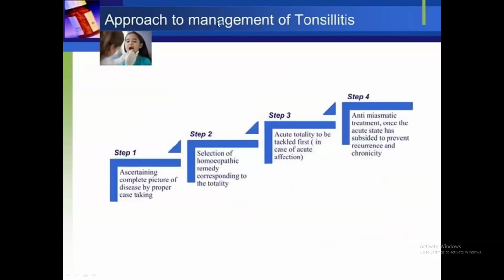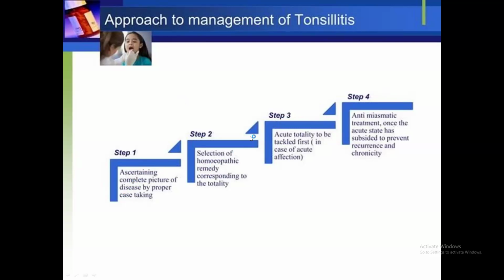So this is the approach towards the management of tonsillitis as well as adenoids. Step 1, step 2, step 3, and step 4. In step 1, we have to ascertain the complete picture of the disease by proper case taking. In homeopathy, we have to consider the patient or the child as a whole. So our totality is purely based upon what type of symptoms the child is suffering from. So we have to form the portrait of a disease. Then second, selection of the homeopathic remedy corresponding to the totality, acute totality as well as chronic totality.